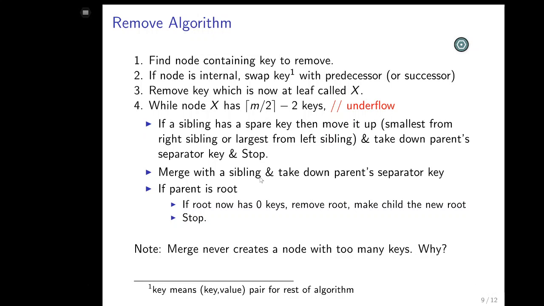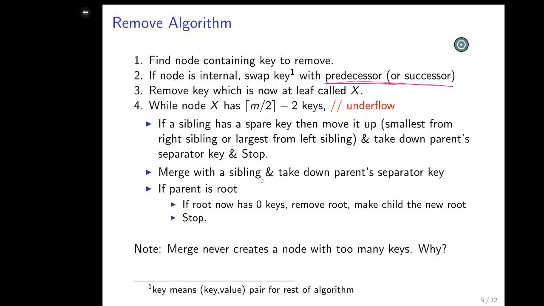The remove algorithm is even cooler. The remove algorithm is essentially the reverse of the insert algorithm. What it involves is you go find the key that you want to remove. It could be in an internal node, in the middle of the tree. But we know what to do when that happens. We've done it before. We swap the key with its predecessor or its successor, so that we know the predecessor or successor of this key is a leaf.